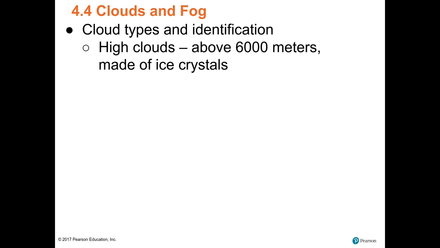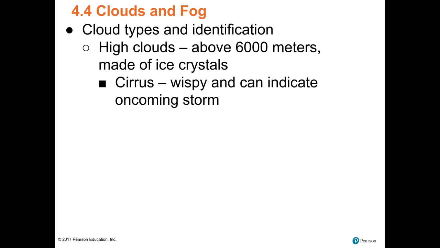Okay, so the high clouds above 6,000 meters are made of ice crystals. There's the cirrus, they're wispy, and can tell you that a storm is coming. Cirrus, cirrostratus, cirrocumulus. Cirrostratus is a layer of wispy clouds, and cirrocumulus, little puffy wispy clouds. They're all high altitude clouds. They're all made of ice crystals, so if the sun is behind them, you'll get a halo or a ring.